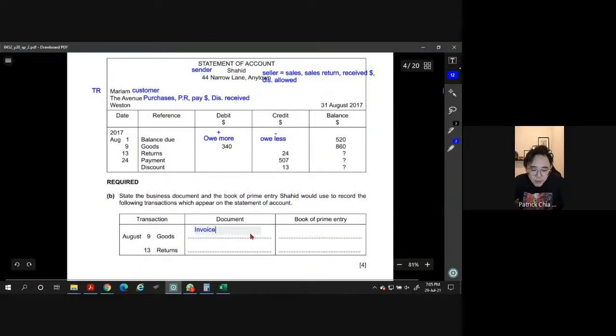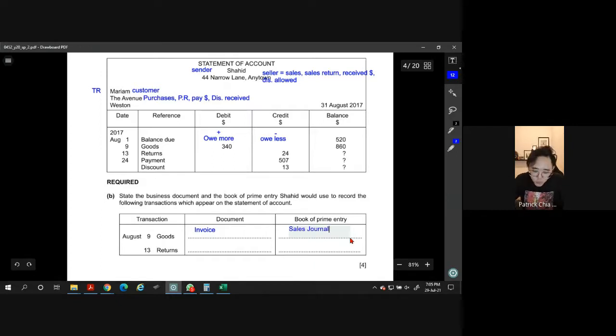So in this part, invoice, we are Shahid, right? Because they're asking you, and the books of prime entry Shahid would use to record. So we are Shahid, we are the seller. So we issue, as the seller, we will issue an invoice. So which books of prime entry? This one goes to SJ, sales journal.